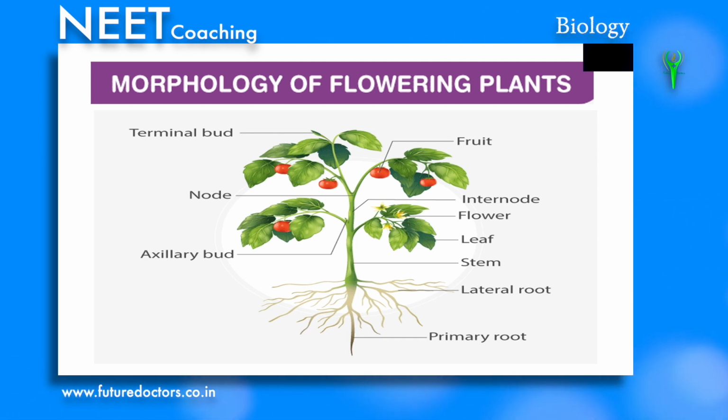The underground root system develops from the radicle of embryo and helps in fixation of plant as well as absorption of water and minerals. The aerial shoot system develops from the plumule of the embryo. It contains root, stem, leaves as vegetative parts and flowers, fruit and seeds as reproductive parts.